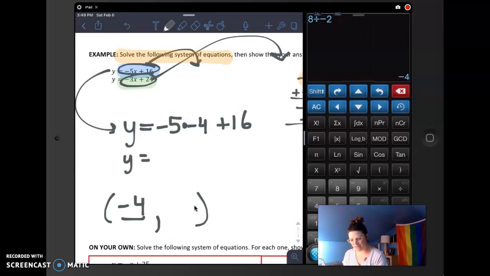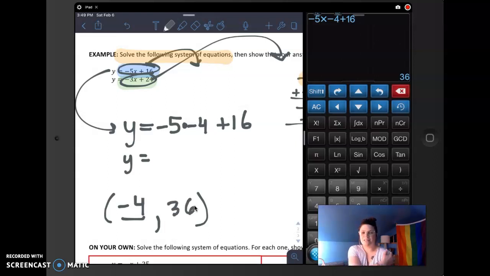All right, so let's do it. Just plug the whole thing into your calculator if you want. You could do it by hand and say to yourself, -5 times -4, that's +20, plus 16, that's 36. Or you could just put the whole thing in your calculator and get 36 as your final answer.